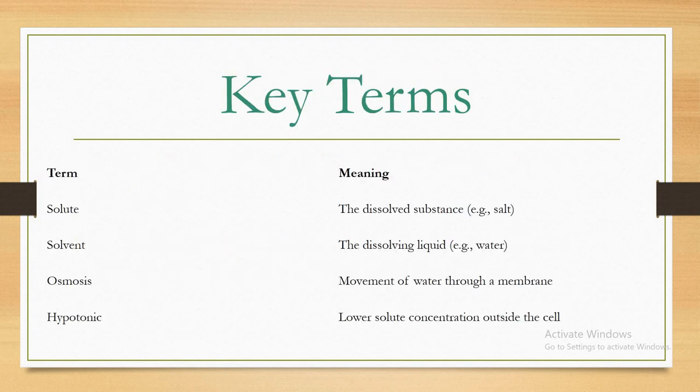Key terms: solute means the dissolved substance, e.g. salt. Solvent, the dissolving liquid, e.g. water. Osmosis, movement of water through a membrane. Hypotonic, low solute concentration outside the cell.